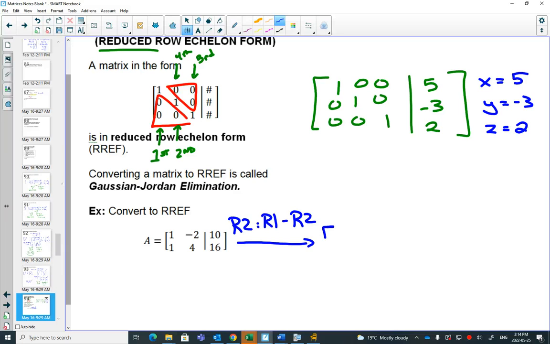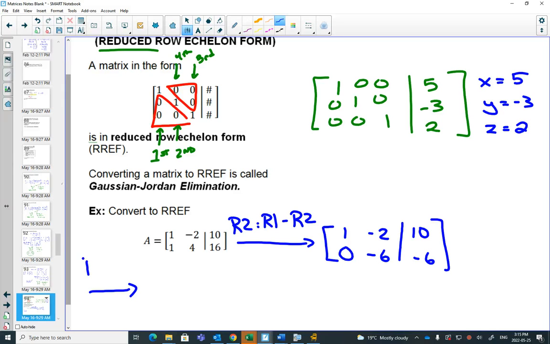Okay? But if I did row 1 minus row 2, again, I'm not changing row 1, so it's 1, -2, and 10. And row 1 minus row 2, so this will be 0. -2 minus 4 will give me -6, and 10 minus 16 is -6. I know. Okay.